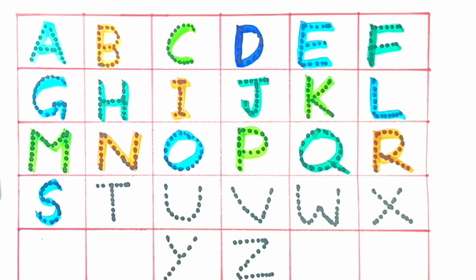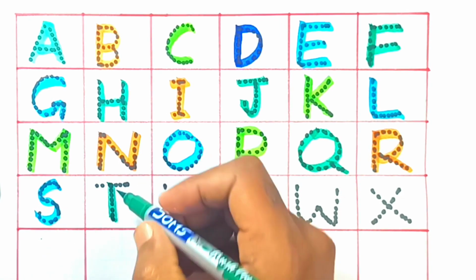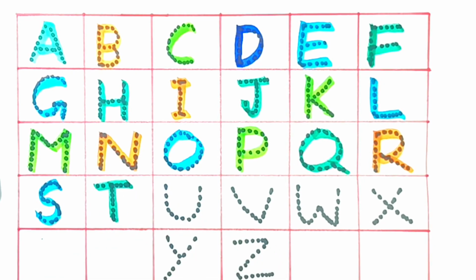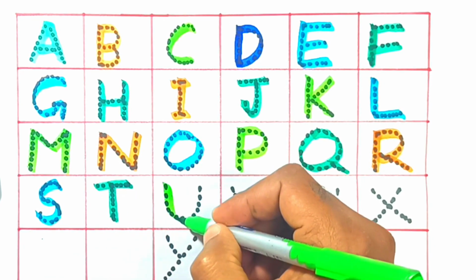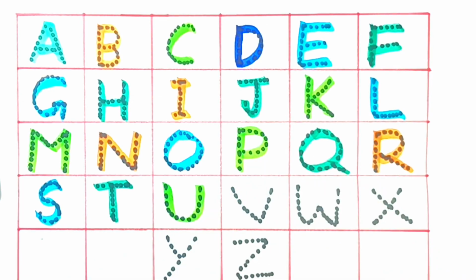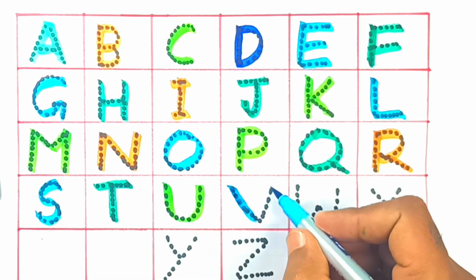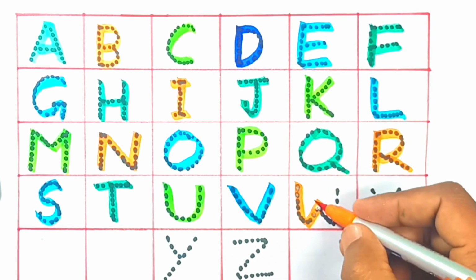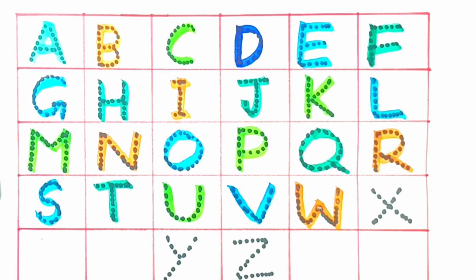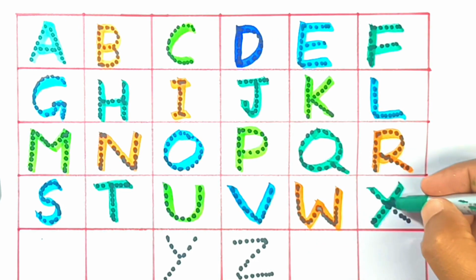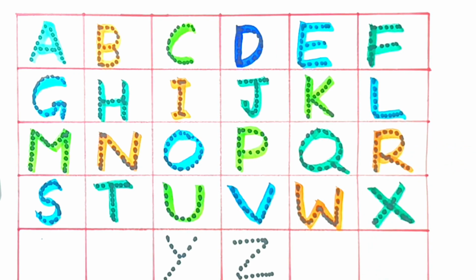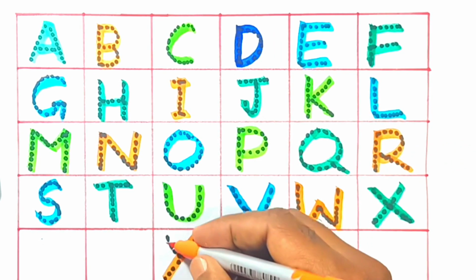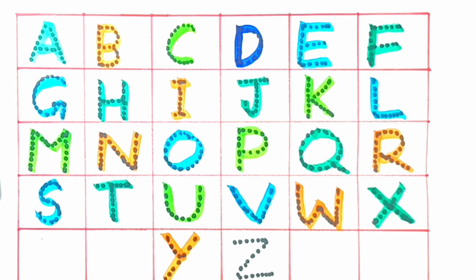S for sheep. T for table. U for umbrella. V for van. W for watch. X for Xmas tree. Y for yak. Z for zebra.